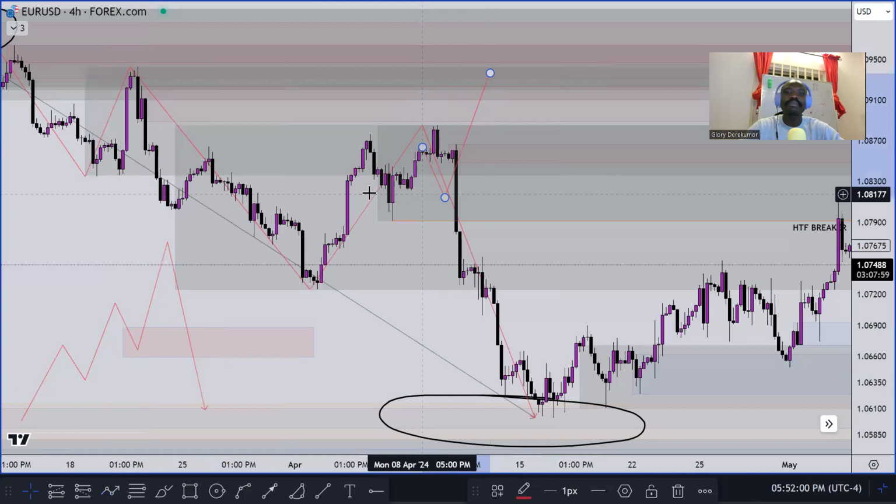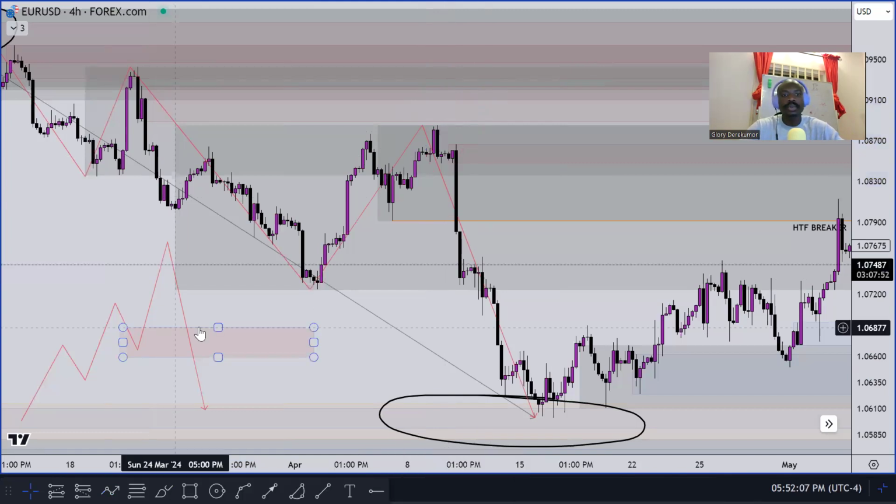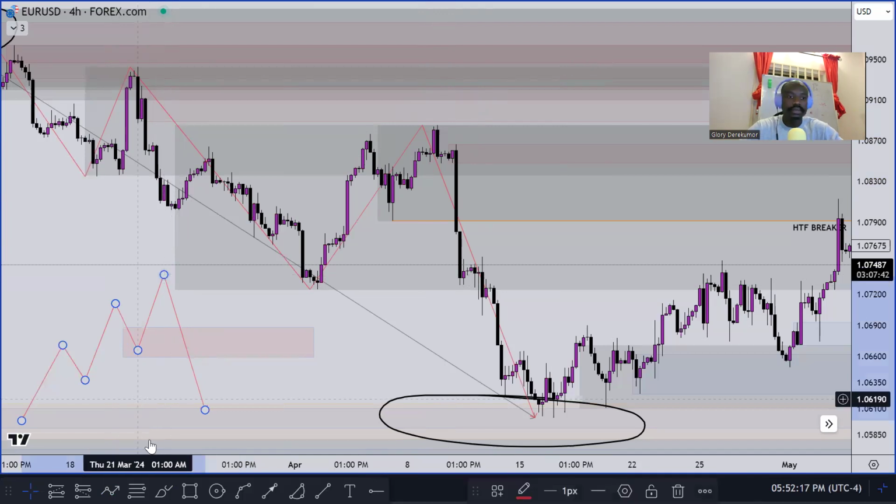meaning that there was a demand level here. But for the fact that this is broken now to the downside, that demand level has turned to a supply level. So something like this we can expect. And of course, we can also expect the market to again come to the origin of the break of structure, not origin beta, okay, the origin of the break of structure.